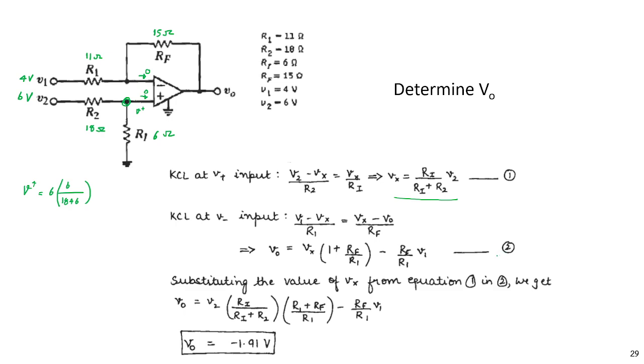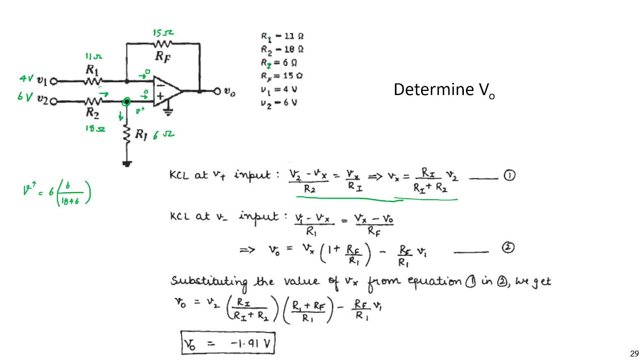R1, R2, Ri, this is Ri, I'm sorry, right here. And then, if we take KCL here, V2 minus V positive divided by R2 equals this current, which equals V positive divided by Ri. This Ri, sorry. Like this. And we know that V is this.